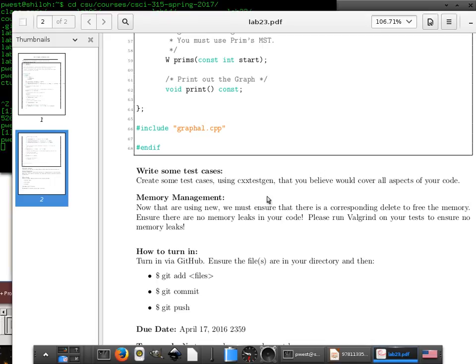Okay. This is your last actual data structures lab. Yes. Next comes Bash.